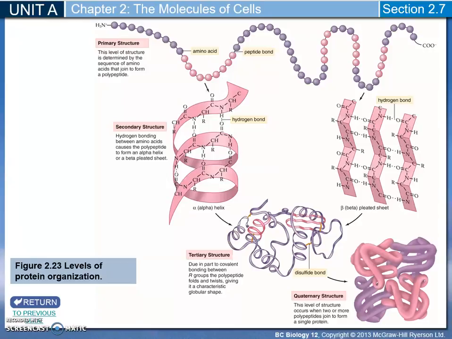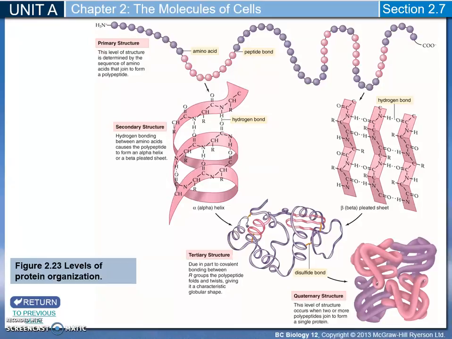So here's an illustration of the different structures. The primary structure, once again, is simply the sequence of amino acids, and then the secondary structure is due to hydrogen bonding between the amino acids, and allows it to form an alpha helix in this case, or a beta pleated sheet. Then the tertiary structure is due in part to covalent bonding between the R groups, giving the polypeptide twists and folds, etc., which gives it its characteristic globular shape.